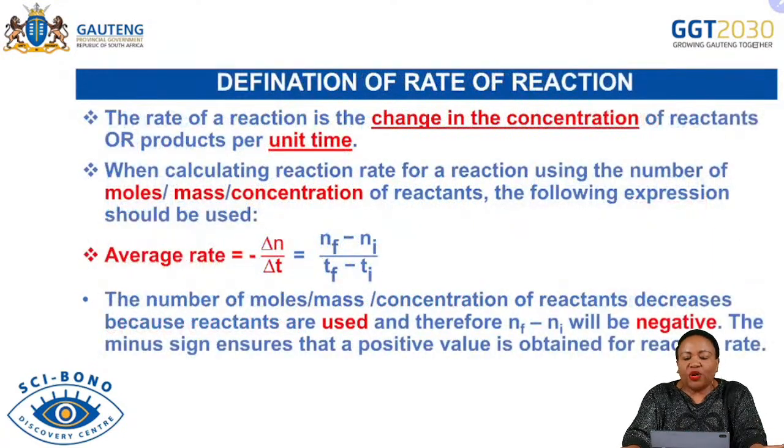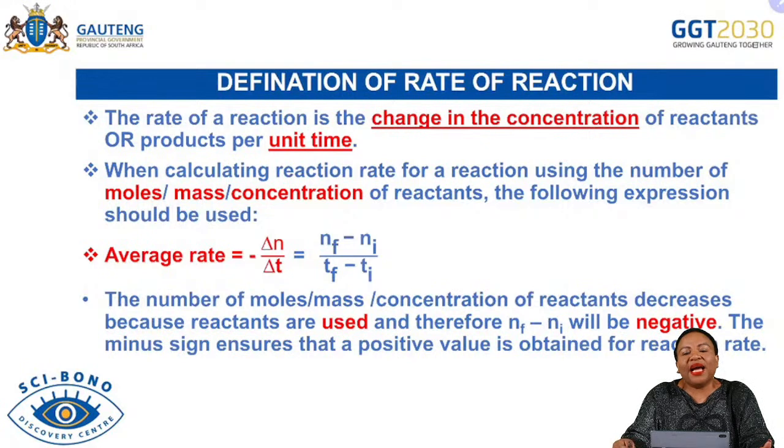Now, let's look at the definition of reaction rate. What is this reaction rate? Reaction rate is the change in the concentration of the reactants or products per unit time. I have underlined two important concepts. I have underlined the change in concentration, and I have also underlined per unit time. So what is important is that you need to know that for that reaction to occur, there must be a change of the concentration of reactants or products. How will the concentration of the reactants change? That is the first thing that you need to ask yourself.